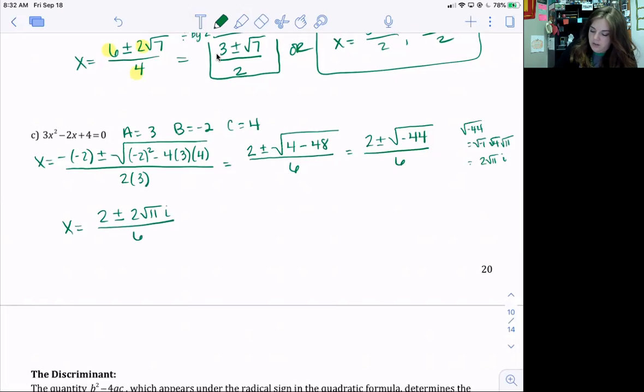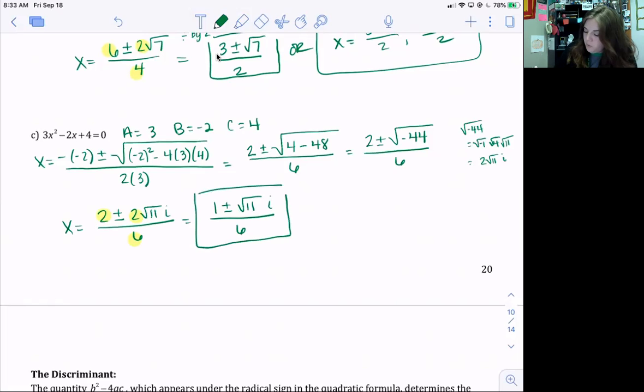And then check your outside numbers. 2, 2, and 6. Those are all divisible by 2. So we have 1 plus or minus the square root of 11 i all over 6. Okay. It is a complex number, so if you wanted, you could rewrite this as x equals 1/6 plus or minus the square root of 11 over 6 times i.